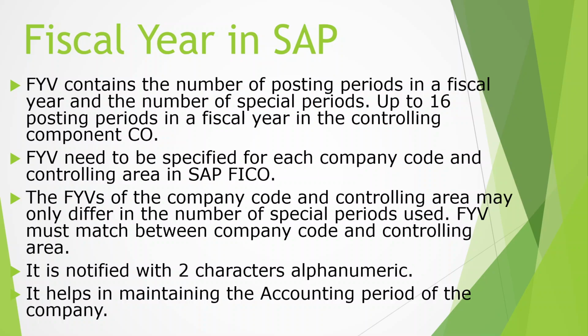Okay, let's go through. The fiscal year variant contains the number of posting periods in a fiscal year and the number of special periods. To the max, up to 16 posting periods in a fiscal year you can have, and the same goes for the controlling area side as well. Remember, this fiscal year variant is not used just in the company code, it is used in the controlling area side as well. That means it goes into the FI side, and it goes to the CO side as well. Now, the fiscal year variant needs to be specified for each company code and controlling area in SAP FICO.